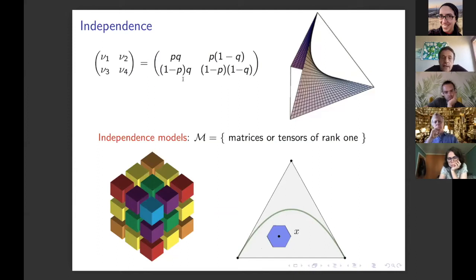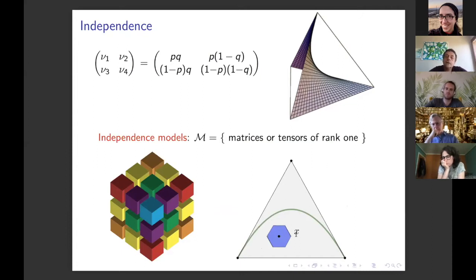So this defines a model in the three-dimensional simplex. So N is 4, and this is the picture. So this is this quadratic surface known as the Segre surface to geometers. And so for two binary random variables to be independent means to be on that surface. If I'm on one side of the surface, I have positive correlation. If I'm on the other side of the surface, I have negative correlation.